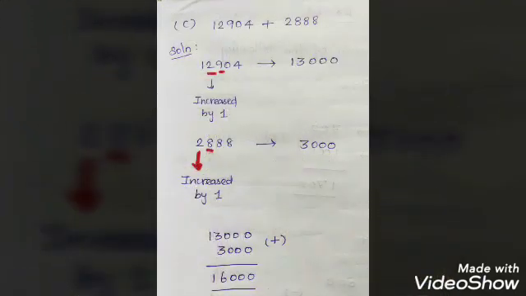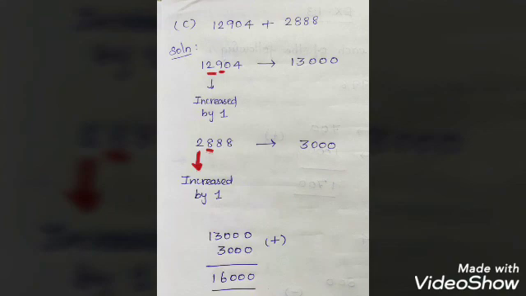Next, 12,904 plus 2,888. Right? First, you should see your ones, tens, hundreds number. What is 9? 9 is greater than 5. So the next digit should be increased by 1. Right? In the video itself I have written. It should be increased by 1. So 12 is increased by 1, which means 13. So the remaining places are 0.